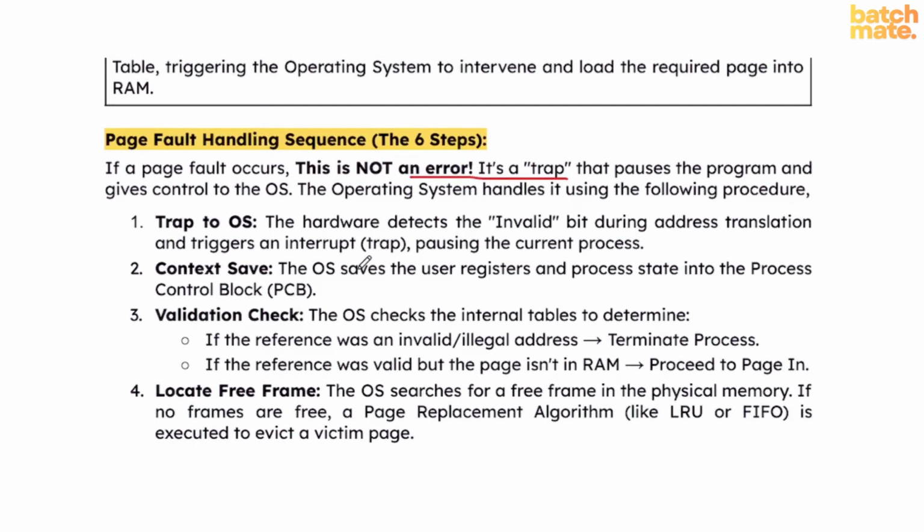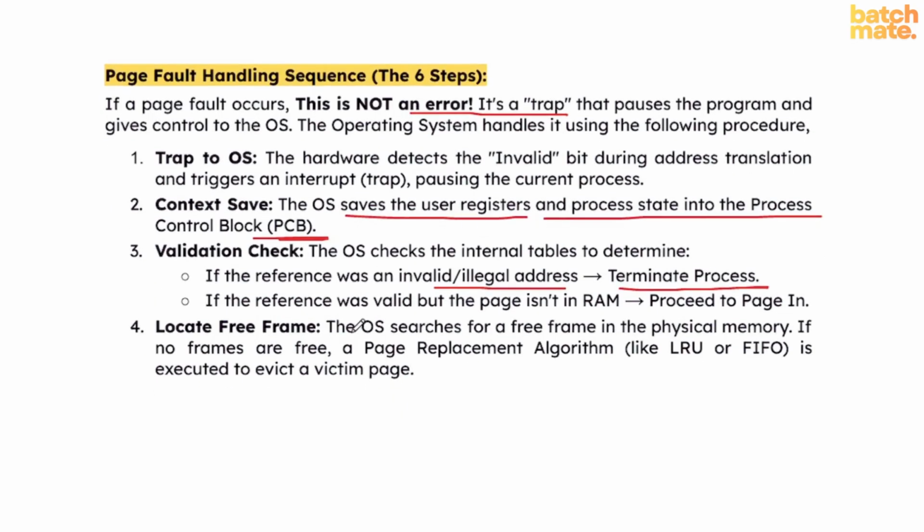First, the OS saves the user registers and process state till now into the process control block, or PCB. Then, the OS checks the internal tables to determine if the reference was an invalid or illegal address. If it is, then the OS terminates the process. But if the reference was valid, but the page isn't in RAM, then the OS proceeds to page in. What is page in? I'll say in just a second.